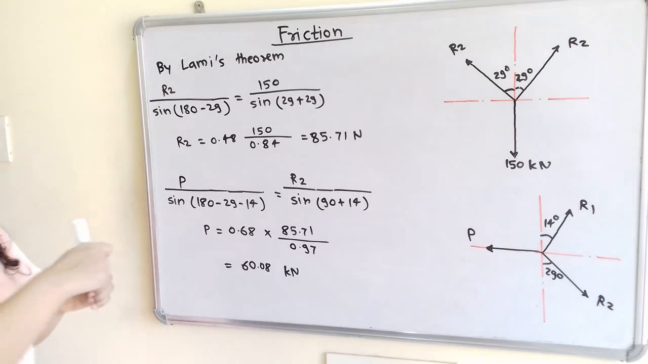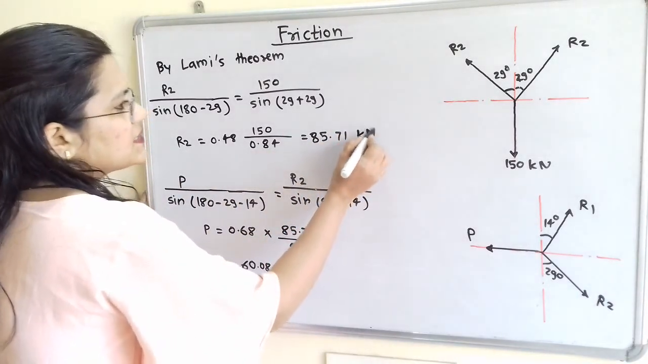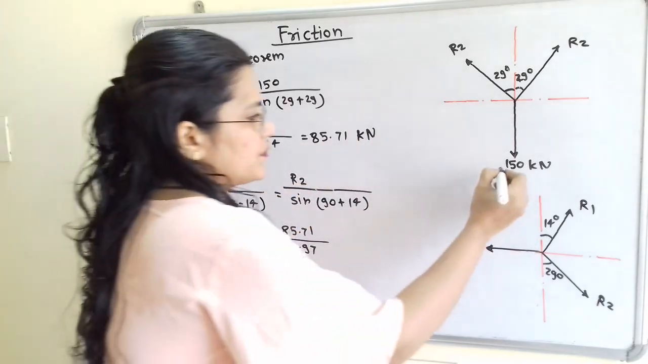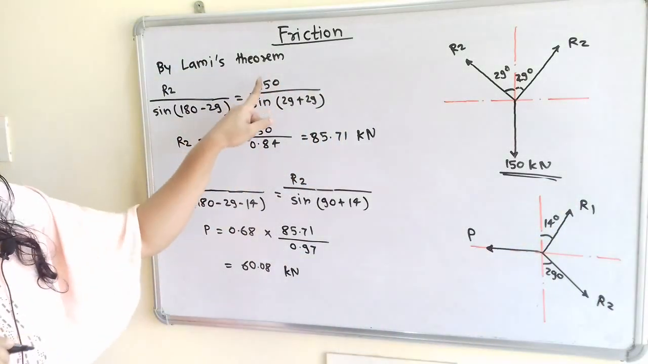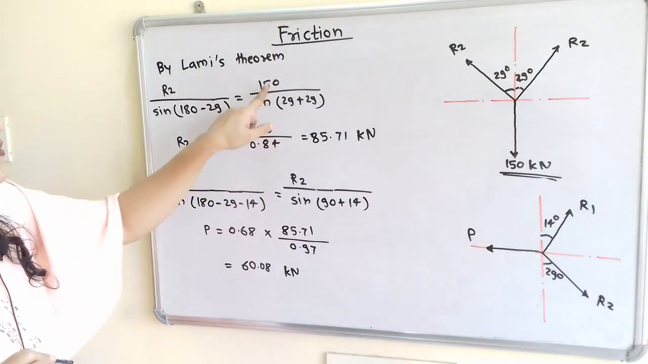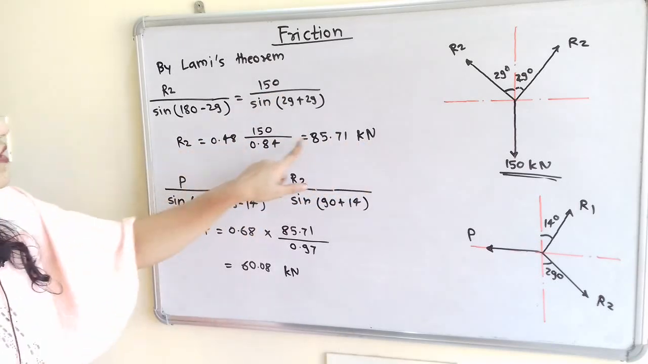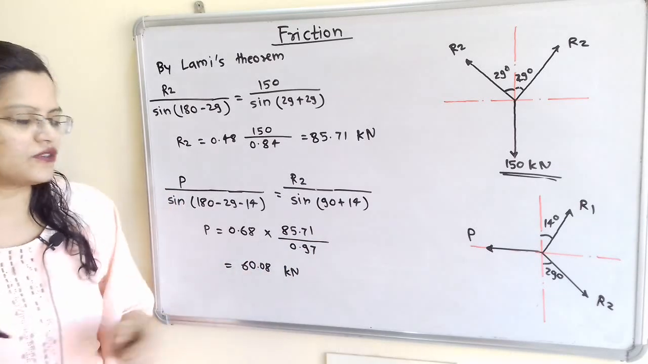Here R2 is also in kilonewton. What is the reason behind that? Because this weight is in kilonewton. So this weight is in kilonewton, that we have to write here. So we have to use the same unit, that is R2 is 85.71 kilonewton and P is 60.08 kilonewton.